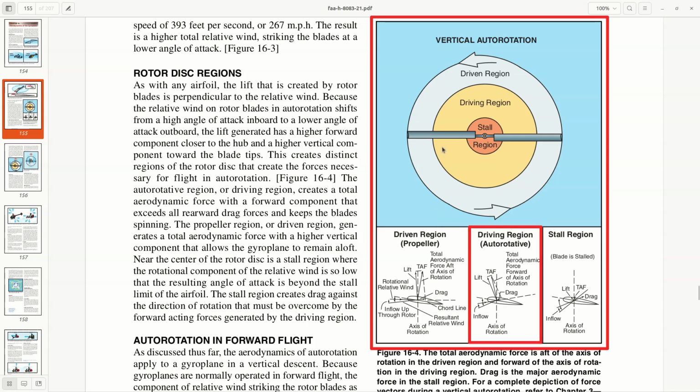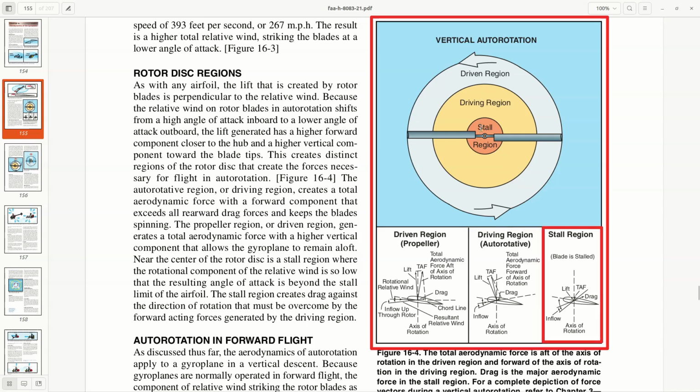Now, as we go in, the inflow of air starts to become more upward, and we get into this yellow region, which is called the driving region. What's happening here is that the total aerodynamic force is tilted forward of the axis of rotation, and it's causing lift, but it is also causing the rotor to want to spin. That's why it's called the driving region or autorotative region.